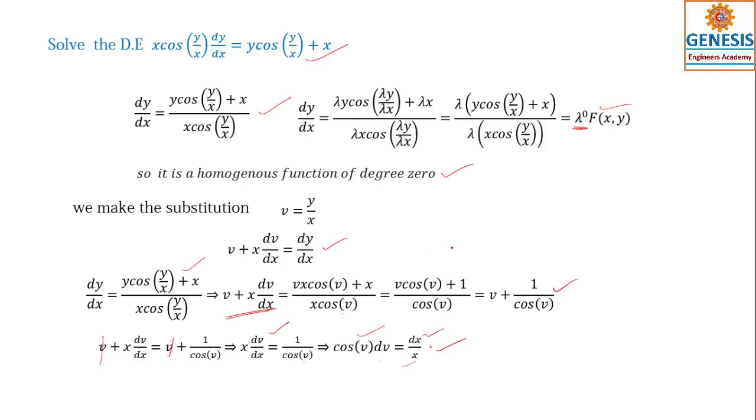So what we have done: first you have to check whether the given differential equation is a homogeneous function of degree 0 or not. So we apply this method, that is v is equal to y by x, for this type of equations, that is lambda to the power of 0.